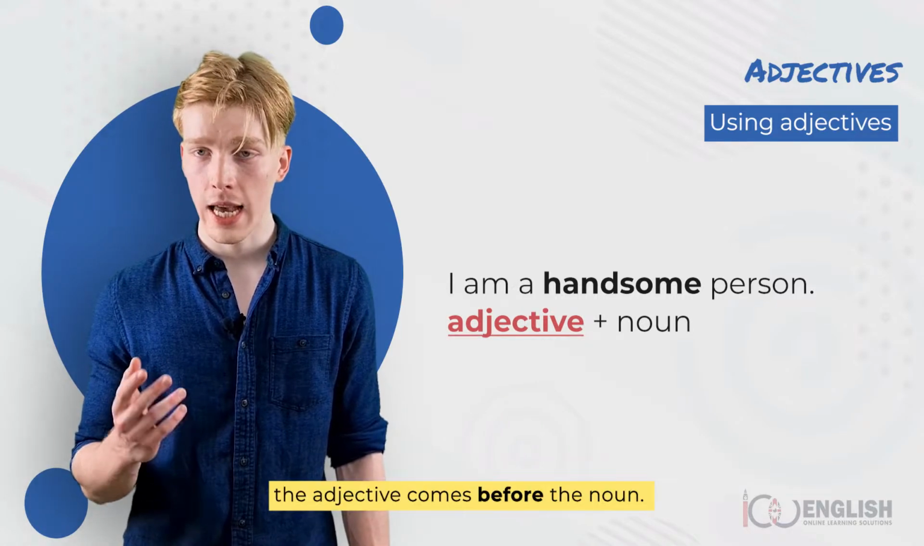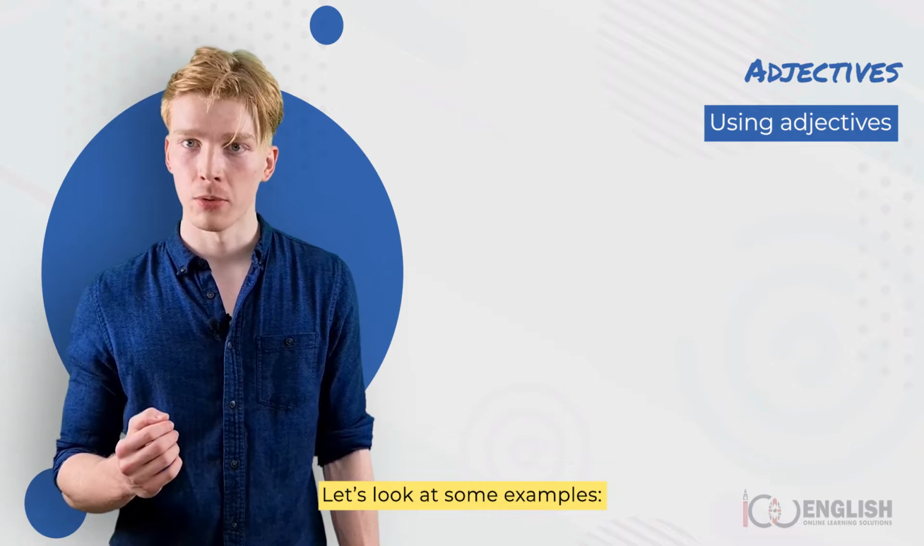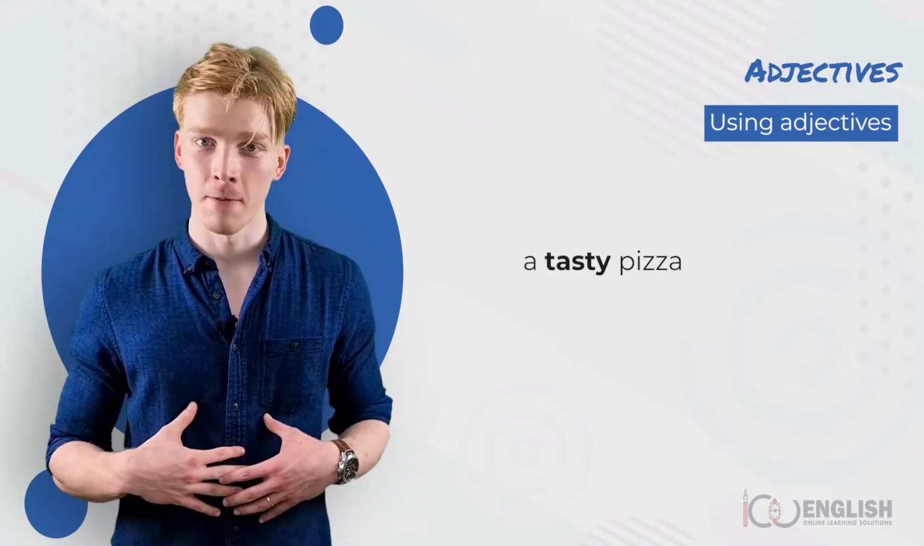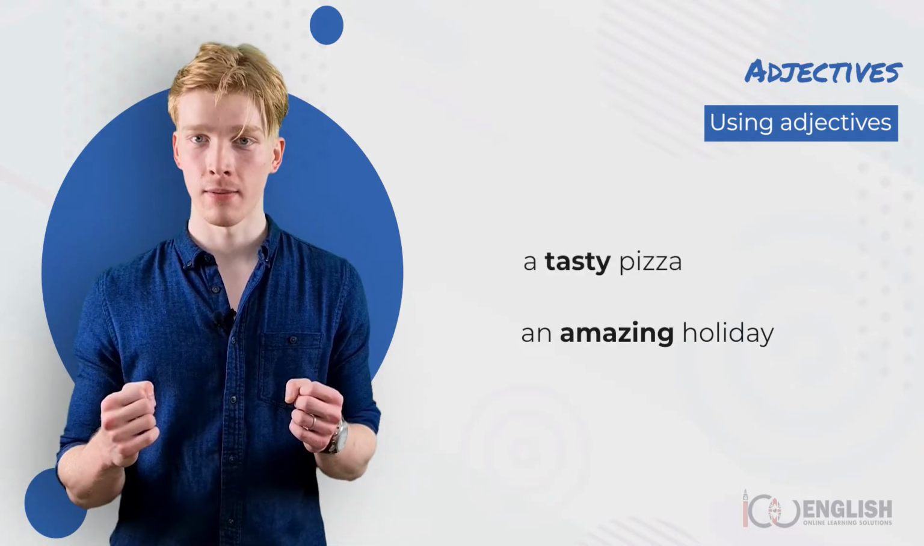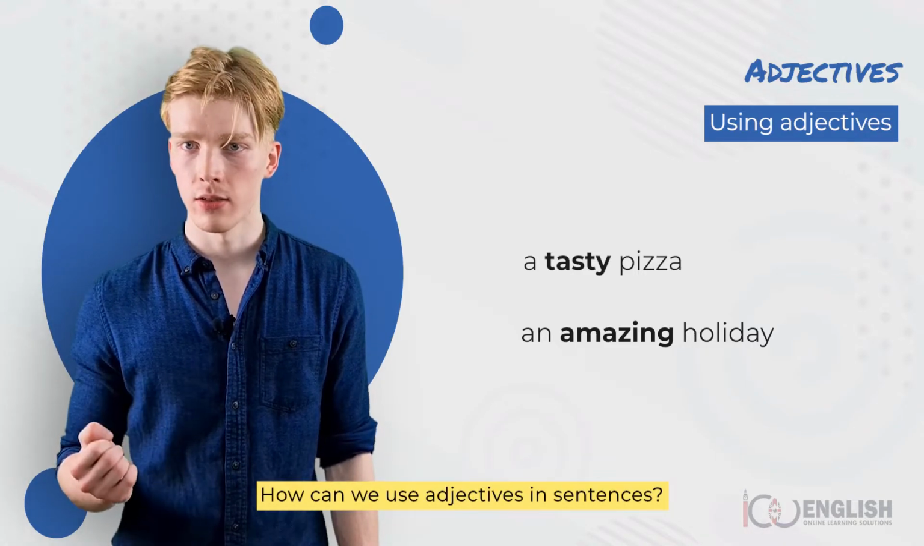In English, the adjective comes before the noun. Let's look at some examples. A tasty pizza, an amazing holiday. How can we use adjectives in sentences?